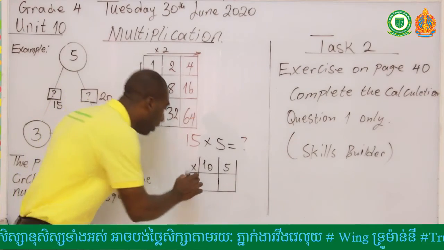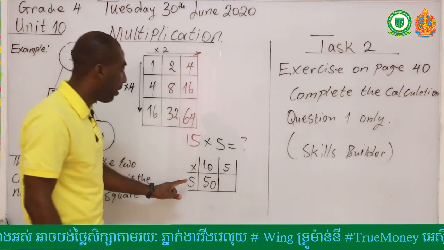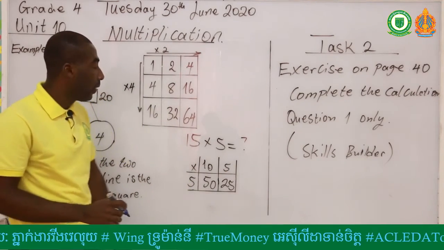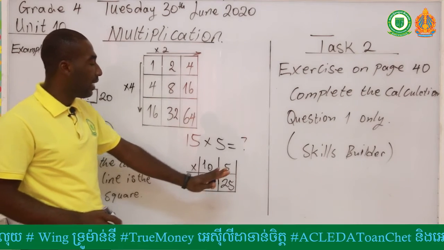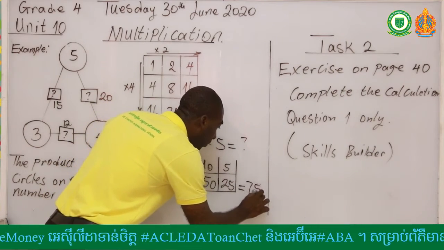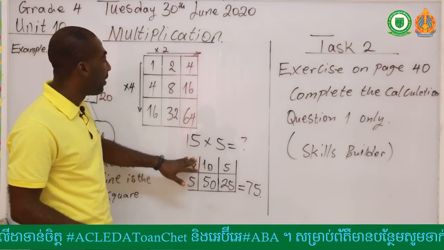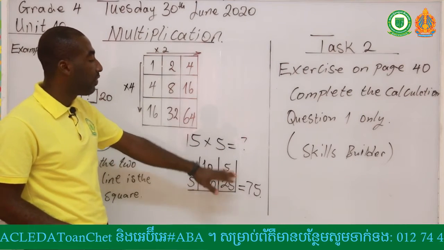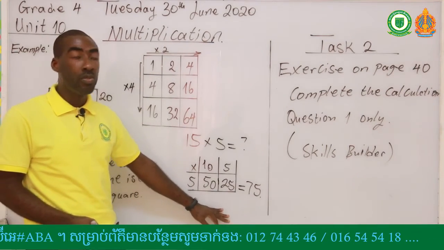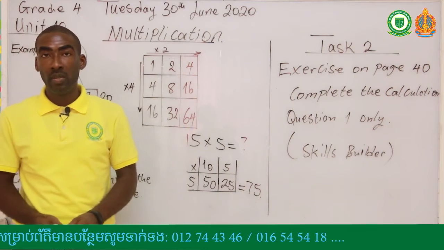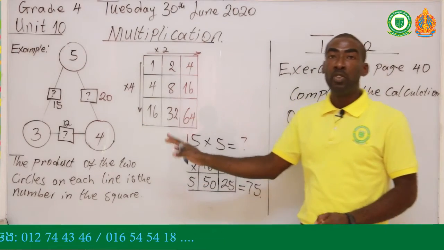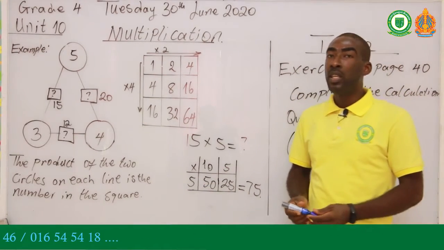5 multiplied by 10 will give us 50, and 5 multiplied by 5 will give us 25, okay? So now you have 50 and that of 25. When you put the two together, it's going to give you 75. That means 15 multiplied by 5 is equal to 75. So this is also one aspect that you can use to do your multiplication, okay? So please don't forget all the different ways that we have used to solve our multiplication equations.